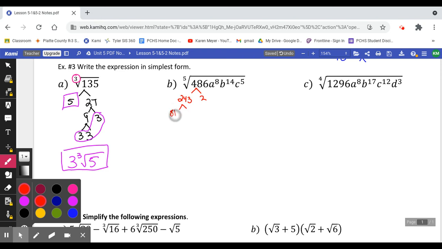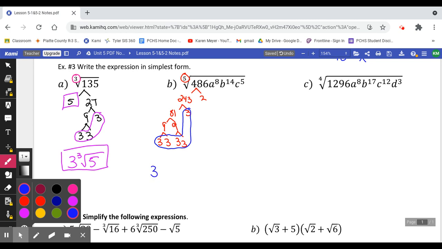243, I'm going to go with 81 and 3. 81, I'm going to do 9 and 9. 9s, I'm going to go down to 3s and 3s. So remember, what's my index number? My index number is 5. So what do I have 5 of? And hopefully everybody agrees I have 5 3s.